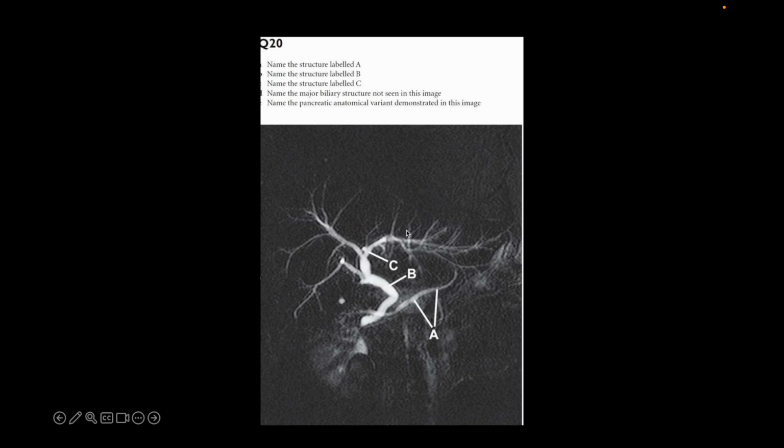C is the left hepatic duct. You can't see the gallbladder, and so that's what this question is. There's no gallbladder, so they've had a cholecystectomy. And then the variant here is pancreas divisum, whereby the main pancreatic duct isn't draining via the major papilla, it's draining via the minor papilla and duct of Santorini.